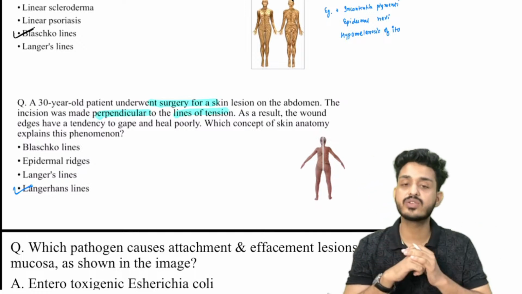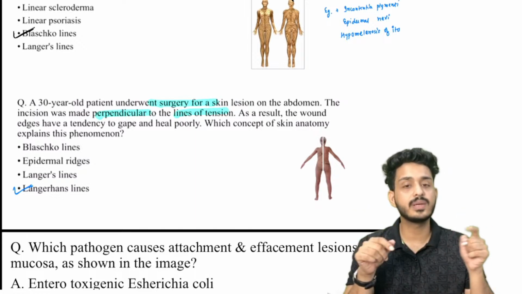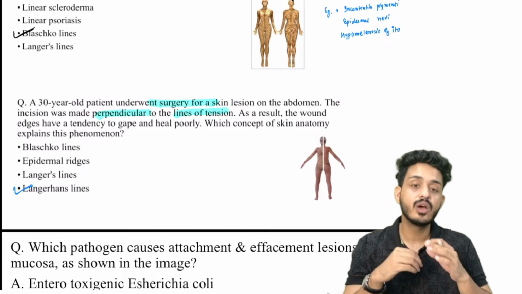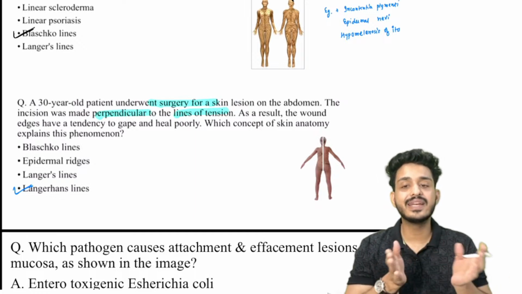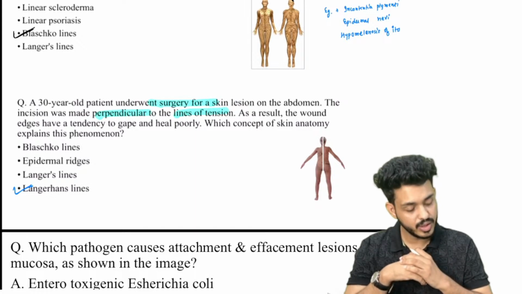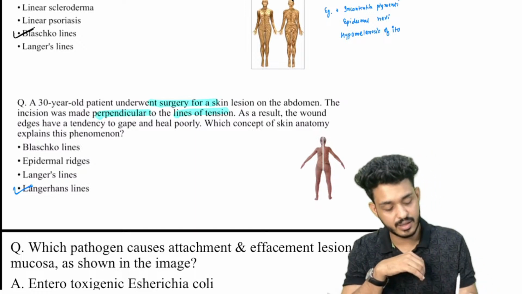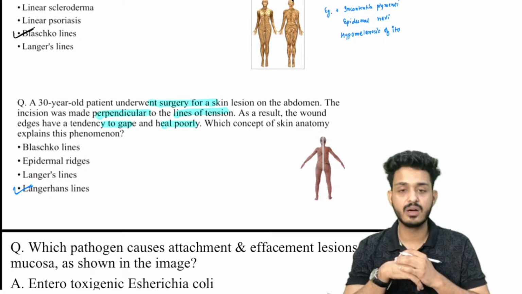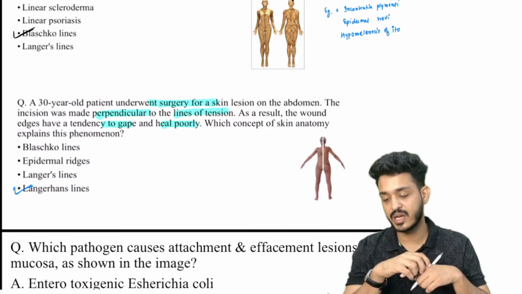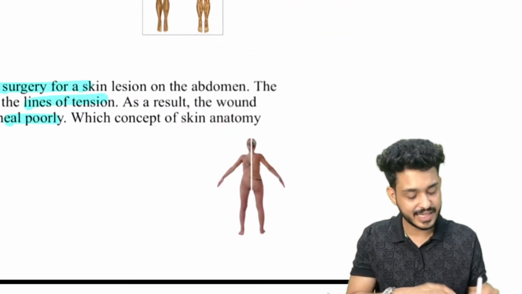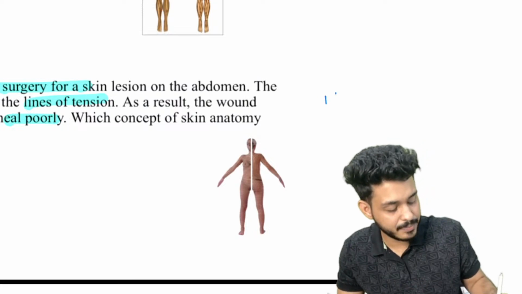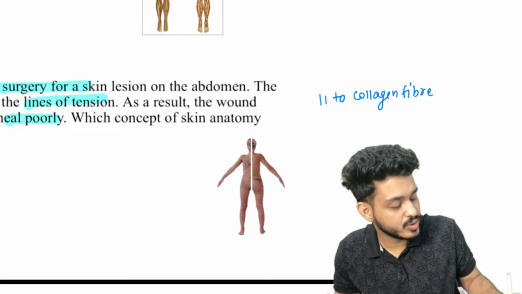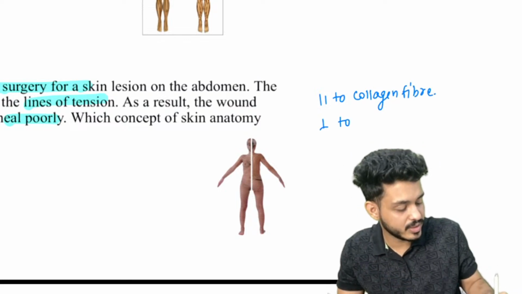So whenever you go to your OT, you will be finding these charts, and these charts will have Langer's lines. They will be telling us where to cut, because that would lead to good wound healing. Here the wound edges have a tendency to gap and heal poorly. Which concept of skin anatomy would explain this phenomenon? Basically, these Langer's lines are parallel to collagen fibers and perpendicular to muscle fibers.